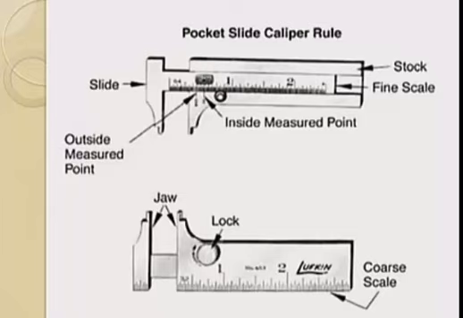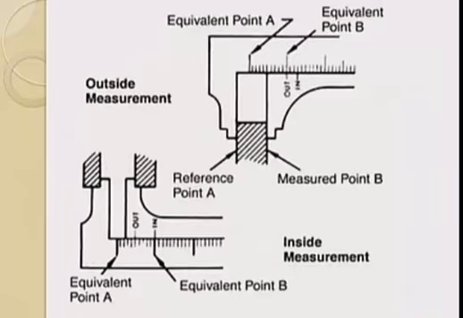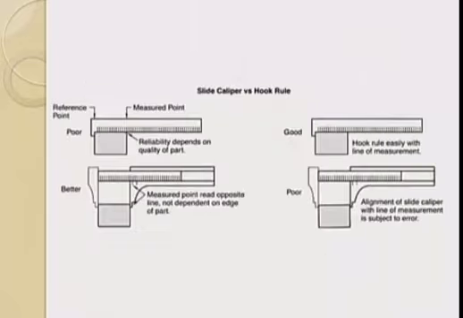There, you're using the rule as a part of the device and moving features on that rule. So, you can do direct measurements to the scale of ODs and IDs. Here you can see how the jaws are used for measuring ODs and for IDs. Now, one approach of measuring a feature would be to use the hook rule. But what's nice about the slide caliper is you have contact to both the reference point and the measured point.